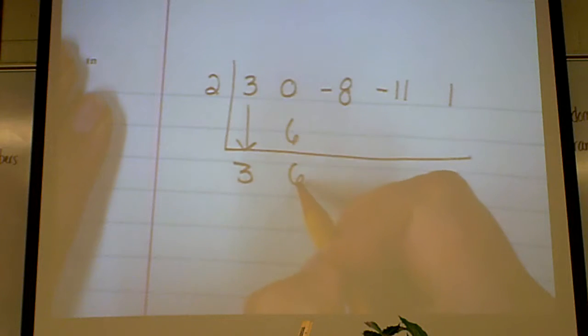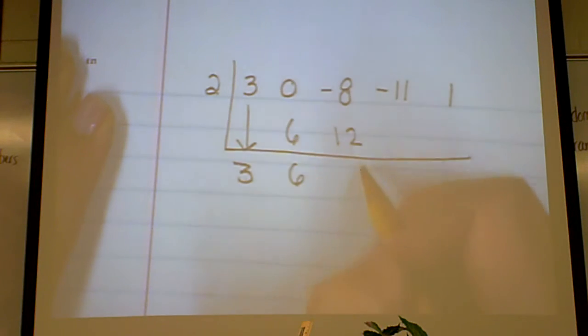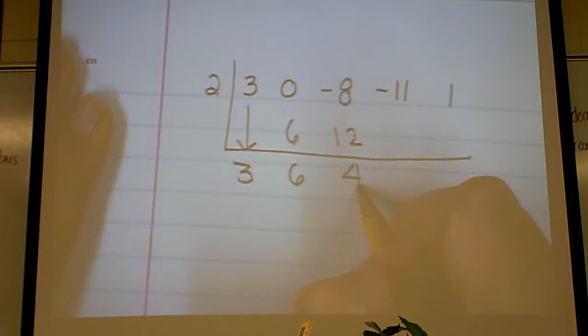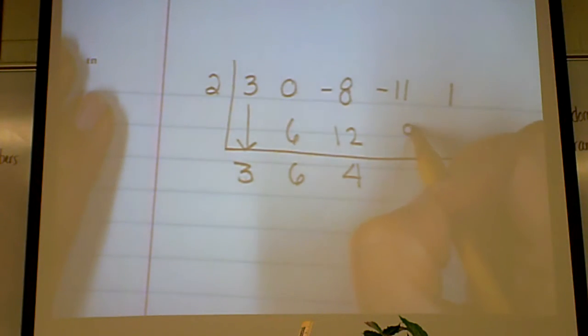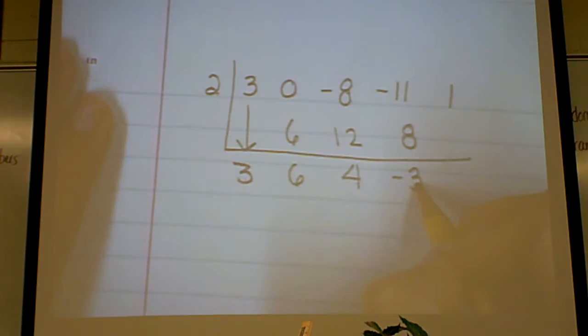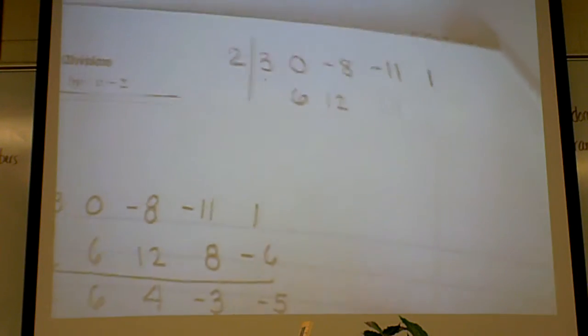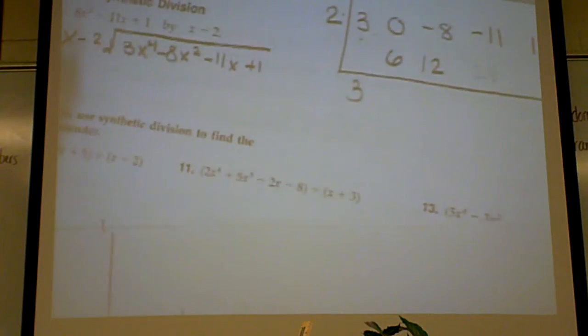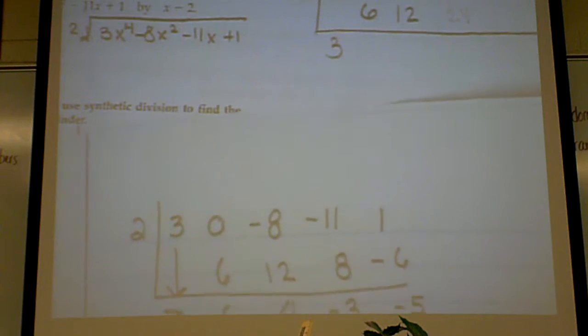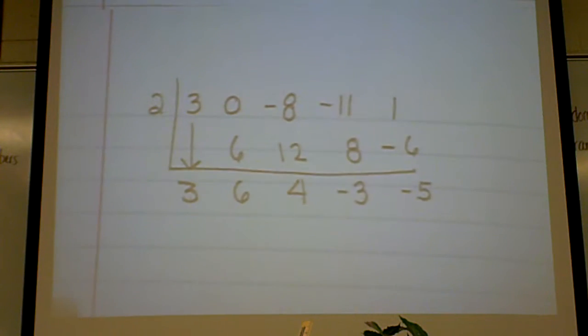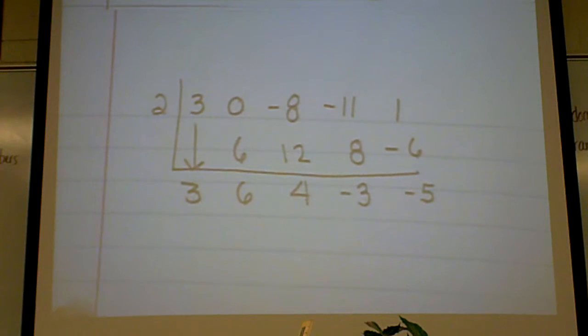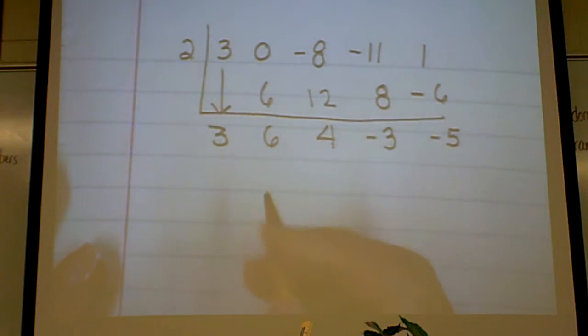Then 6 times 2 is 12. Now you add these. Isn't 12 minus 8, 4? Then you multiply these two. You get 8. Now add, what do you get? -2. Then you multiply these two, what do you get? And when you add, what do you get? Did I have it right? Yeah, it was right. Did you see what I did? I always get a little lost when I have to first pick it up.